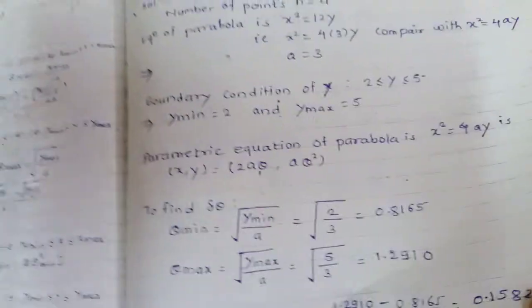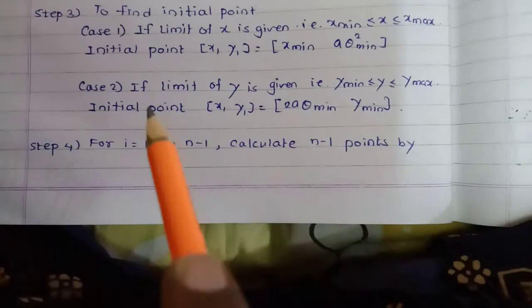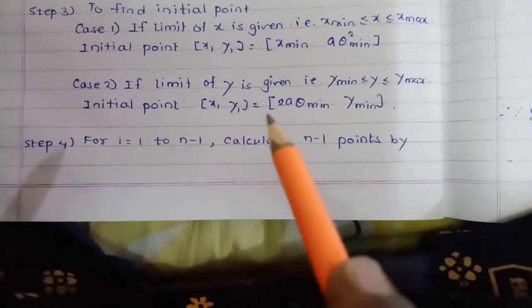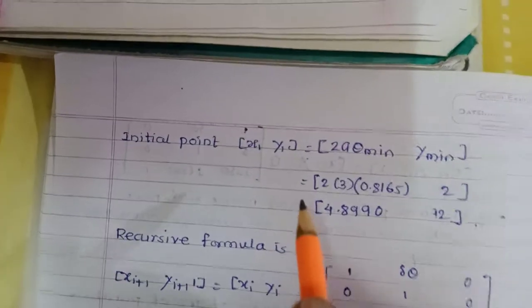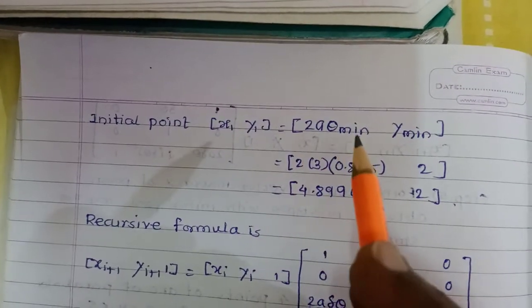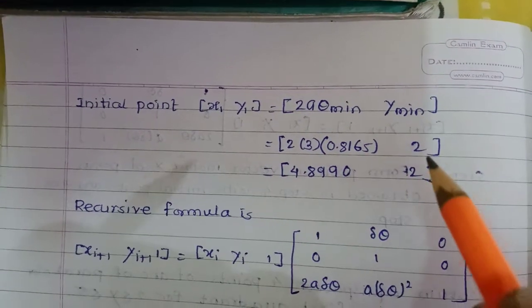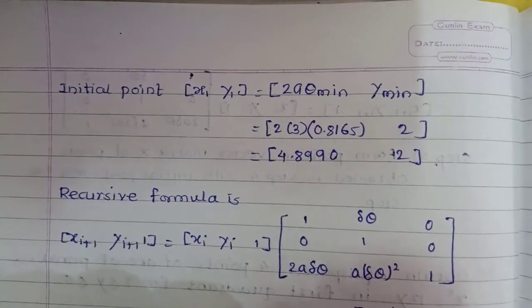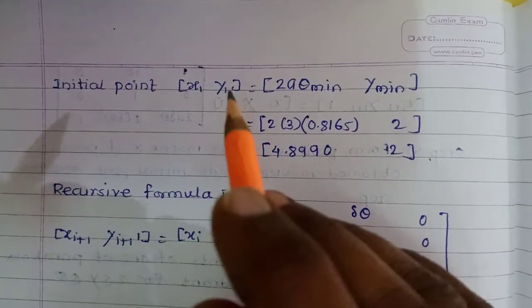So now the next step, we need to write down the initial point. If the boundary relation of y is given, its initial point is x1 y1, which is equal to 2a theta min and y min. So we write down those formulas in our example. Initial point x1 y1 is equal to 2a theta min, y min. Keep as it is, put the values a, theta min and y min, which we have already written in our example, do the simplification. So this is our initial point x1 y1.